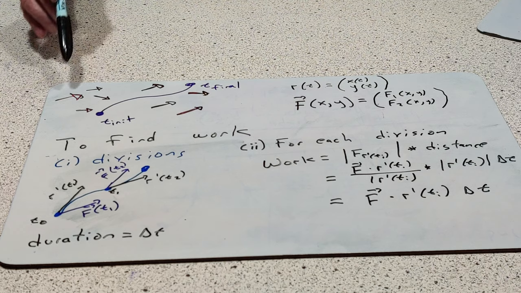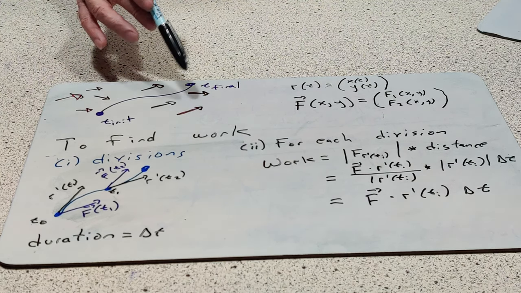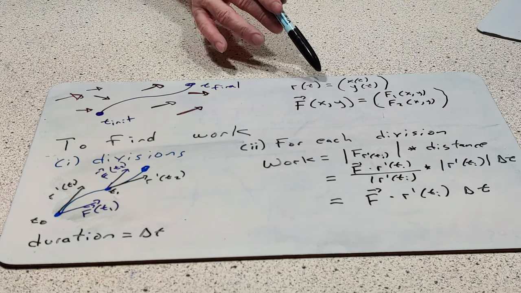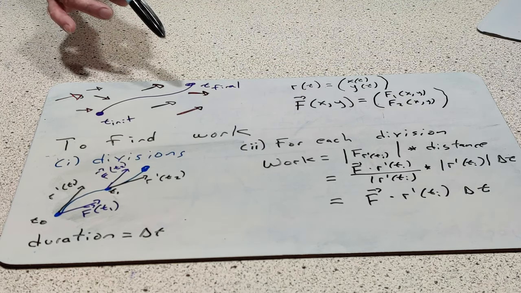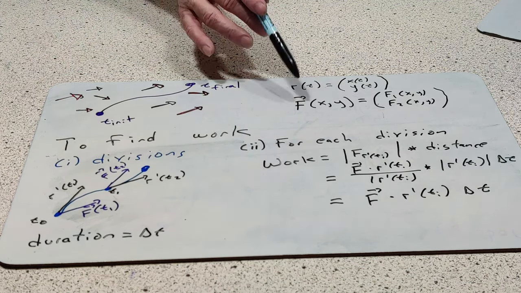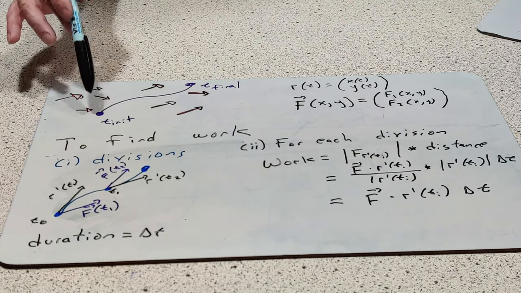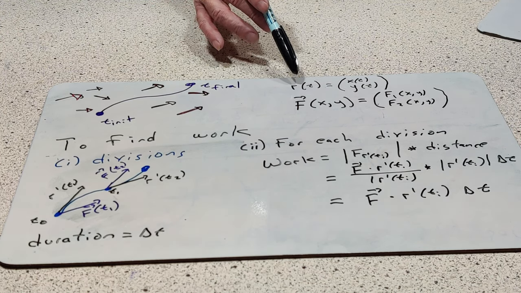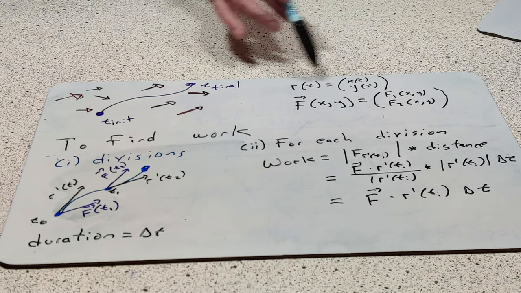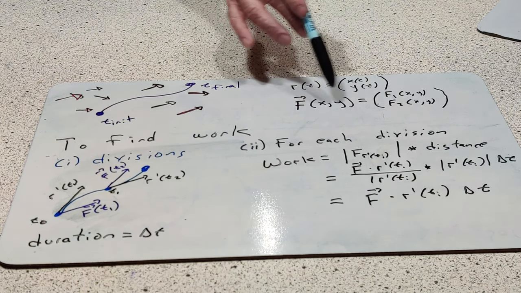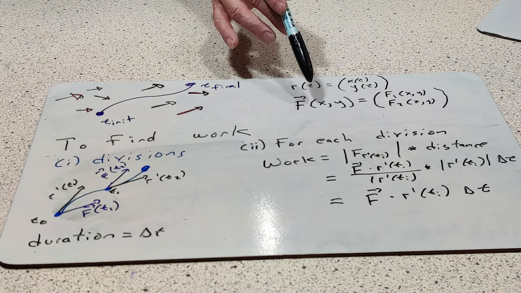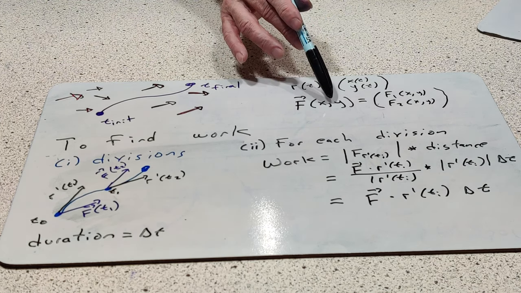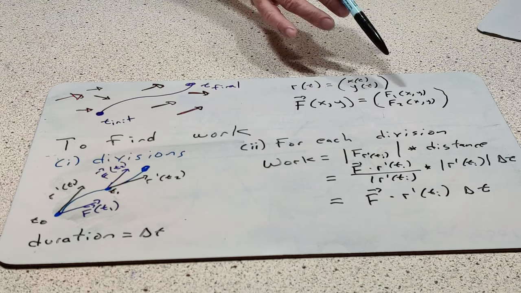Now, if we have a vector field which represents forces throughout a region, and we're going to trace a trajectory defined by a parametric curve through that force field, we're ready to talk about the amount of work that this force field does as we traverse this trajectory. Our trajectory is dictated by a parametric curve, as always. Our force field is a function of location, and our location is a function of t. So we can also define our force field as a function of t by substituting x of t and y of t into F.